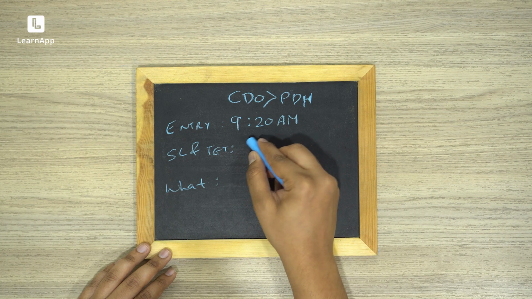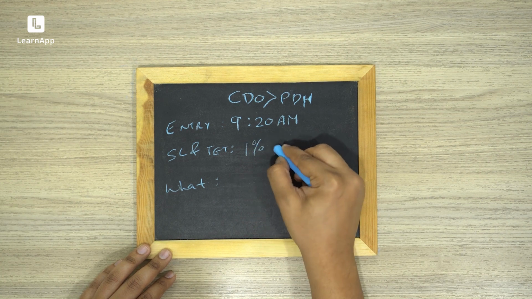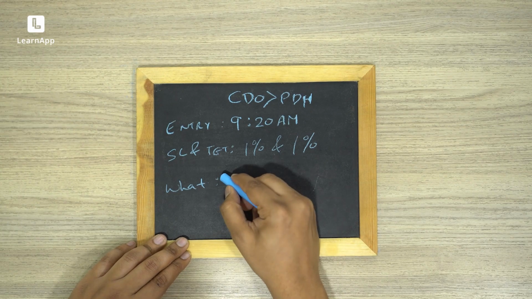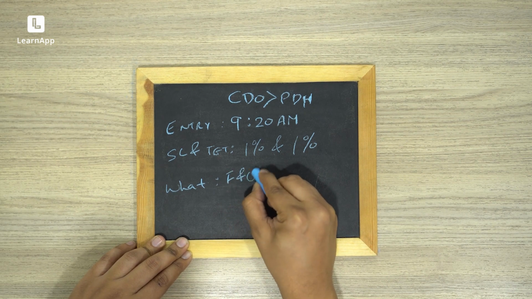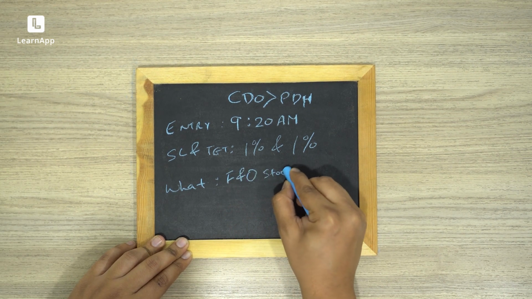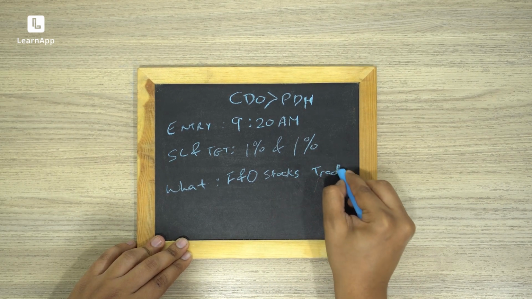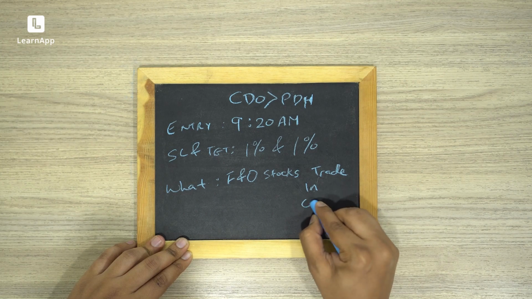The stop loss and target, we'll just keep it simple. What I've written over here is 1% and 1%. Quick question though, if we've shorted at 100, what is our target? I hope you said 99, because 100 minus 1% is what your target's going to be. Remember, we're shorting, so you want to make money when the market falls. We're not going long. And we're going to scan F&O stocks, but I'm going to put trade in cash. So you're trading equity only.